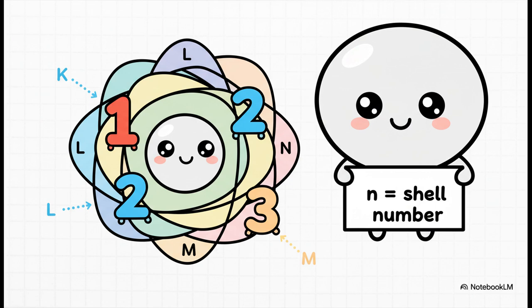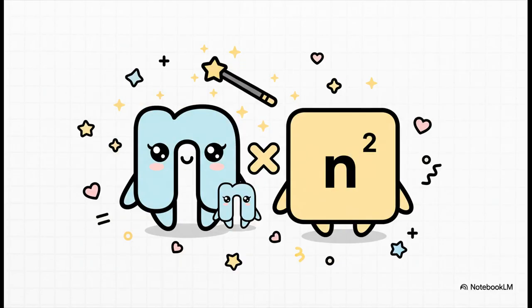Well, it all starts with n. And honestly, this is the easiest part. n is just the number of the shell you're talking about. So for that first shell, K, n is 1. For the second one, L, n is 2. For the third, n is 3. You see the pattern? The next piece of the puzzle is to take that shell number, n, and you just square it. You multiply it by itself.